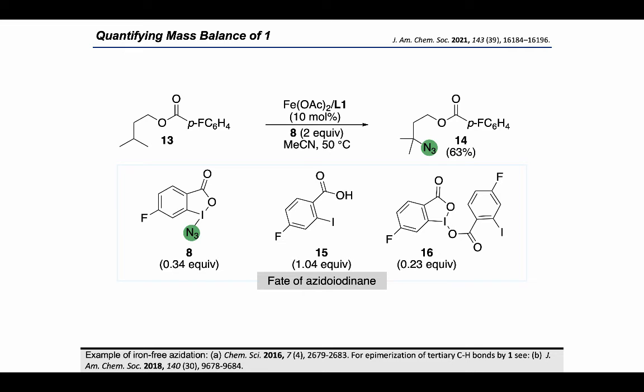Quantifying the products from catalysis, we identified that benzoic acid is formed as a major product derived from the fluorinated compound 8. While the formation of benzoic acid is consistent with iodanyl radicals abstracting the C-H bond from the alkane, we sought to provide more direct experimental evidence that iodanyl radicals are involved in hydrogen atom abstraction.